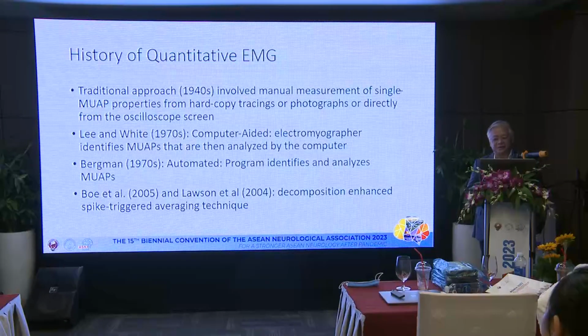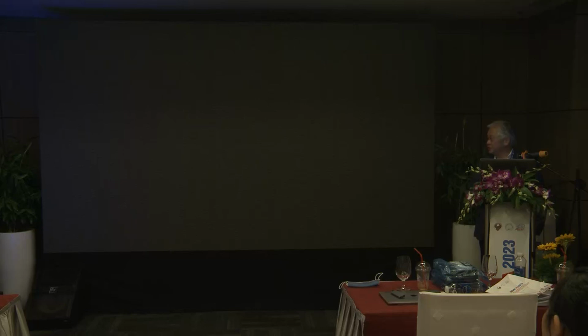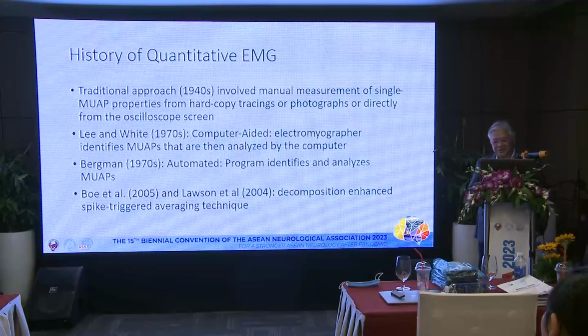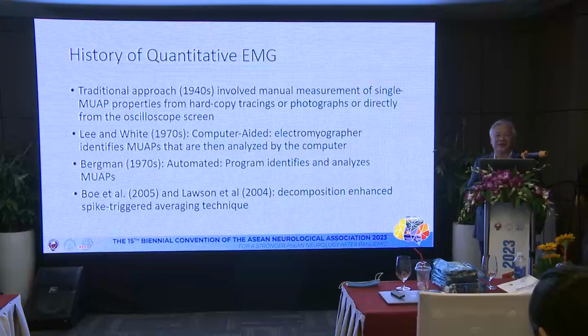And then since then, people have come up with different automated programs, including decomposition techniques to measure the potentials easily. If you do quantitative EMG, you're going to spend an hour doing a muscle. With the decomposition program, that's accomplished in a few minutes. And as a result, it's easier. The problem is that it costs a lot of money, and none of us have the thousands of dollars to spend on it. So it's really not widely available.